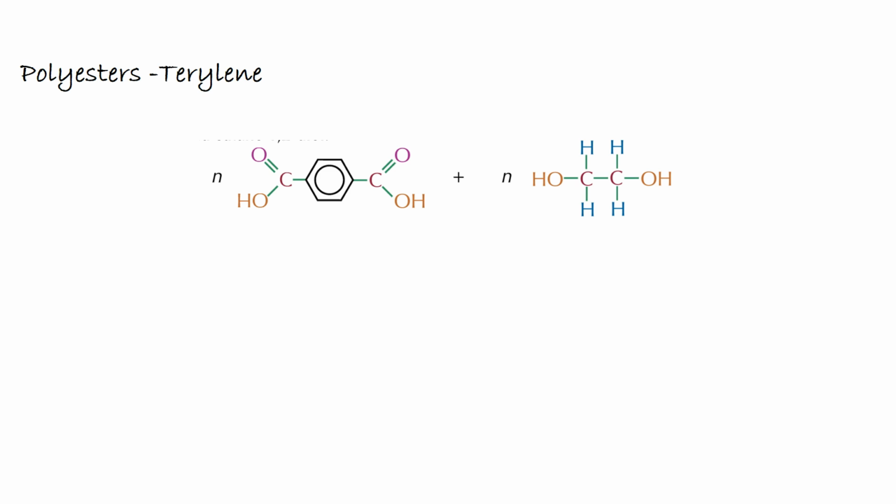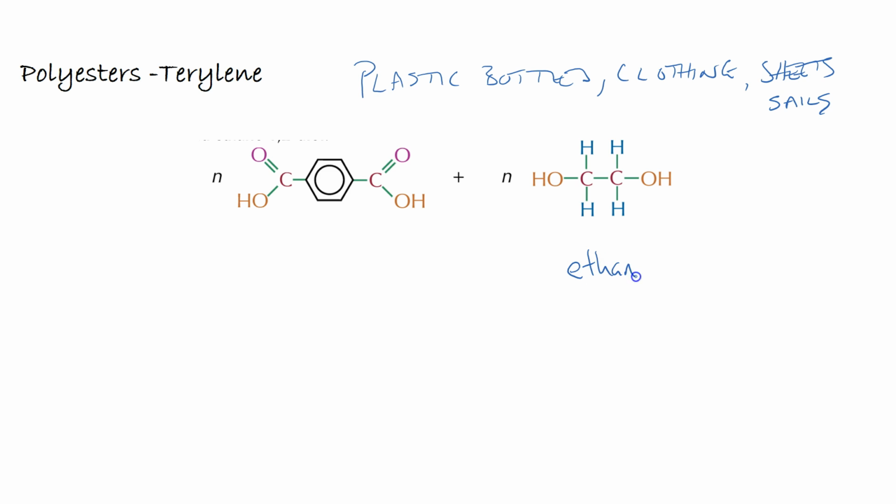Our first polyester example then, or condensation polymer, is terylene, which is used in plastic bottles, as well as clothing, sheets, and as well for sails on boats. Terylene then is made from these two monomers. We'll deal with the easy one to start with. We've got here on the right hand side ethane-1,2-diol.